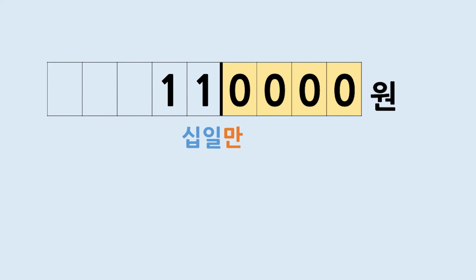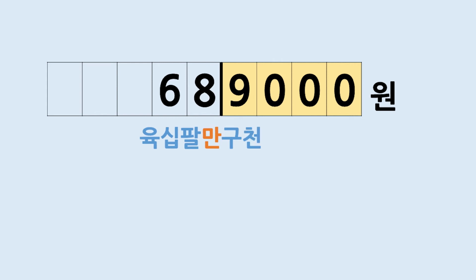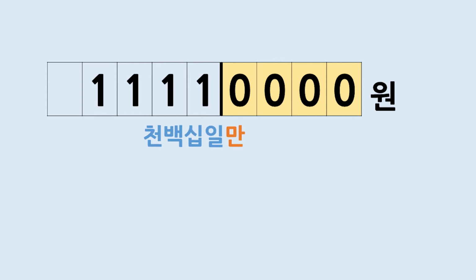For instance, 11만. We say 11 first, and then put 만 before reading the rest of it. 11만 5천원. And here is another example. 68만 9천원. How about this one? 1111만. 1111, and then you just need to put 만 at the end.